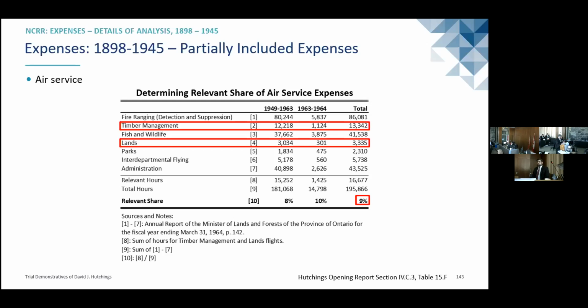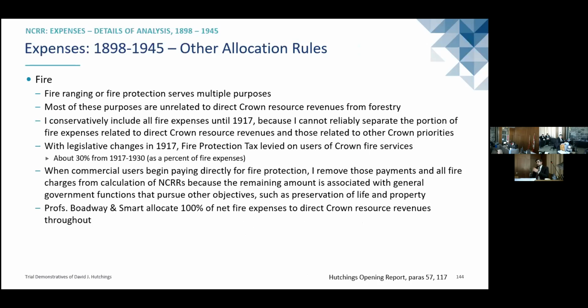The first row for fire ranging is one where, again, Professors Bodwin, Smart, and I have a difference of opinion. And as a result, they include more air service expense, a much higher percentage. That 9% is higher, but it's based on the same method, if you will. They don't include 100% because they also agree, like fish and wildlife, for example. They agree that fish and wildlife is in or out. Out. So methodologically, we're aligned. On the details, we differ a little bit, but that relates to fire, which is the next topic to talk about.